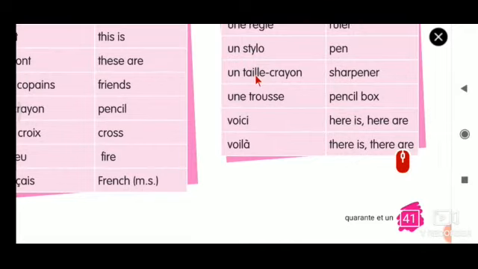Un taille-crayon, sharpener. Une trousse, pencil box. Voici, here is, here are. Voilà, there is, there are.